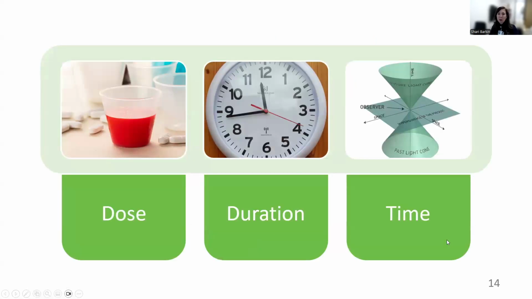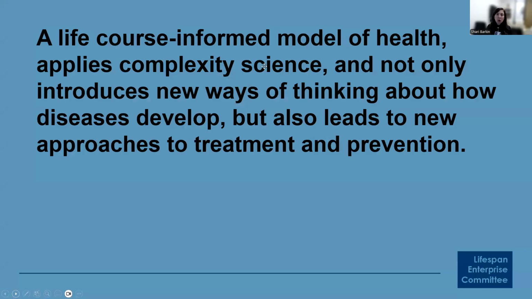So often when we think about life course, we only think about timing, but that by itself doesn't explain what you see. So how much of an exposure over what period of that time? So you want to capture all those elements. So a life course informed model applies complexity science and allows us to now introduce new ways of thinking about diseases that develop and new approaches for treatment and prevention. So as I move on, I'm going to combine these two frameworks now. So how do we look at complex systems and life course at the same time as we're understanding what causes are, what potential interventions are, and how we can get to improved health outcomes in childhood and into adulthood.